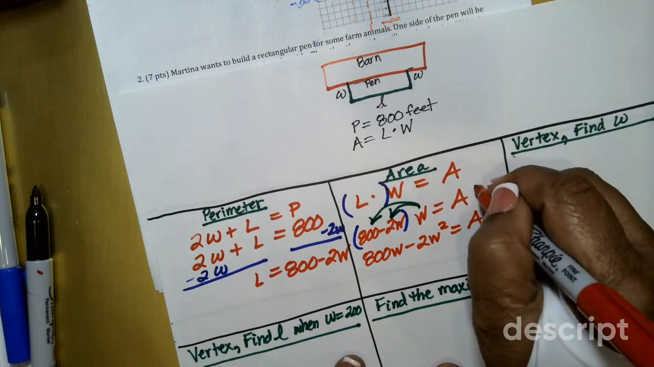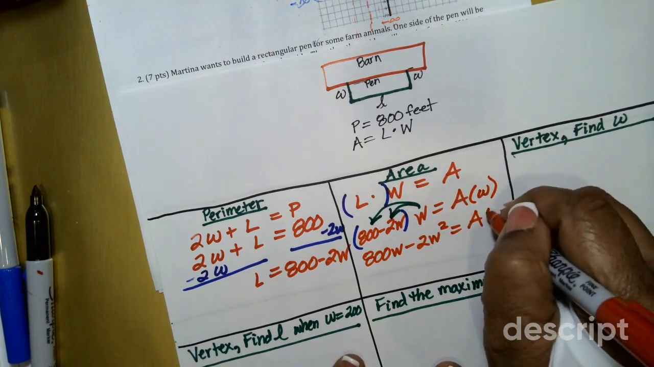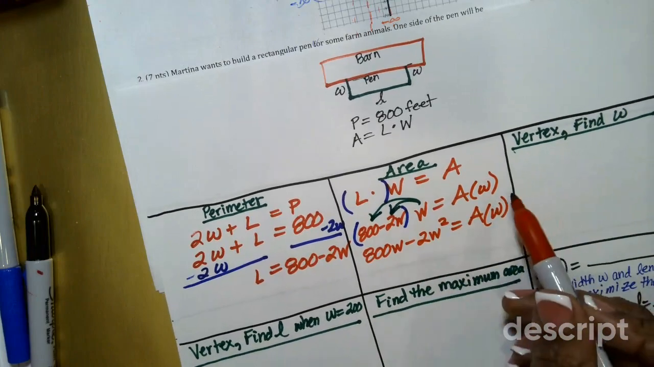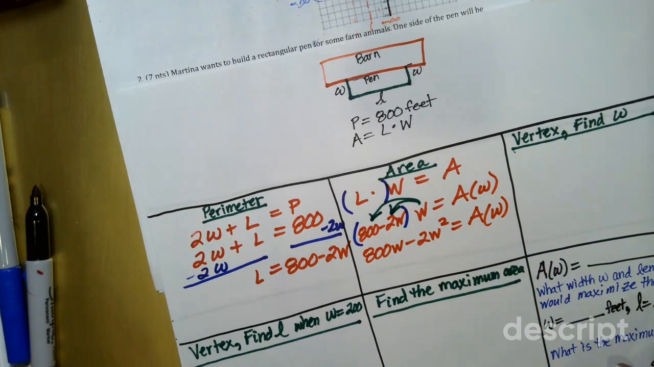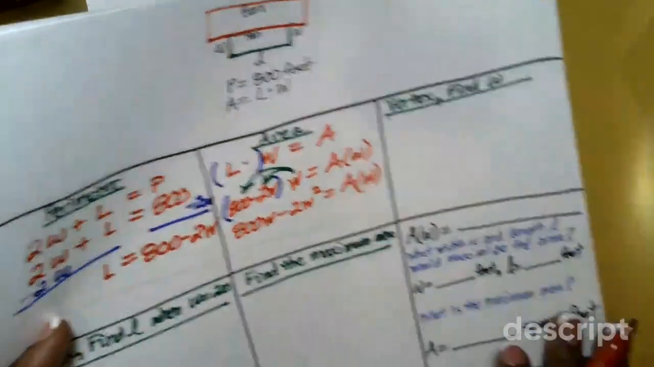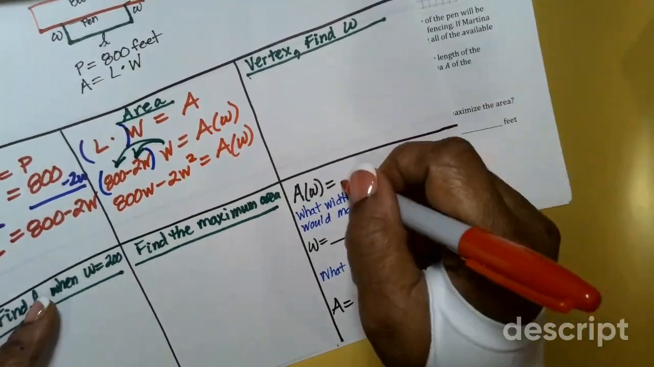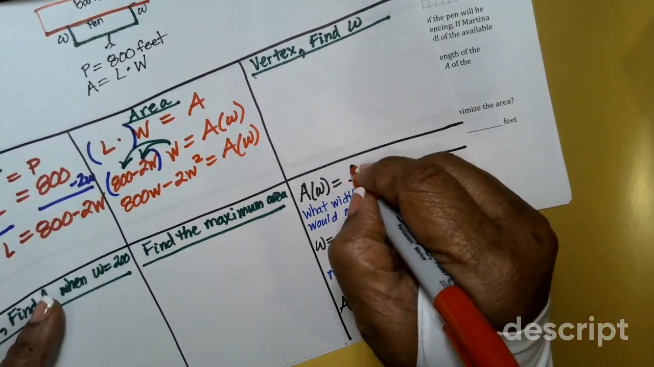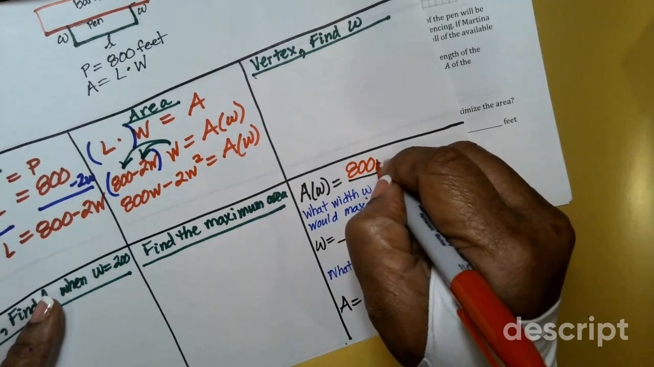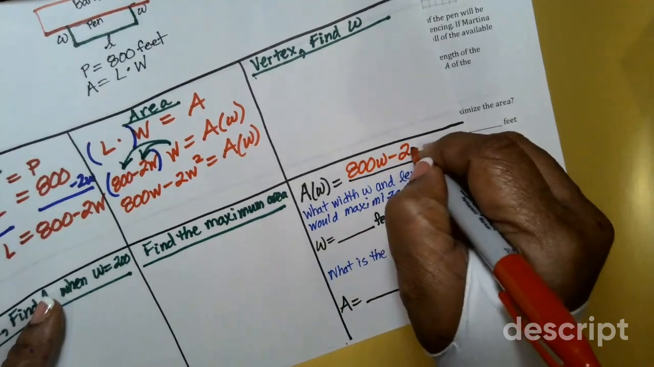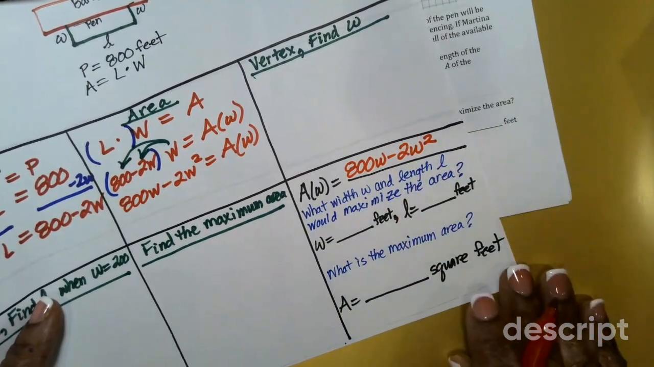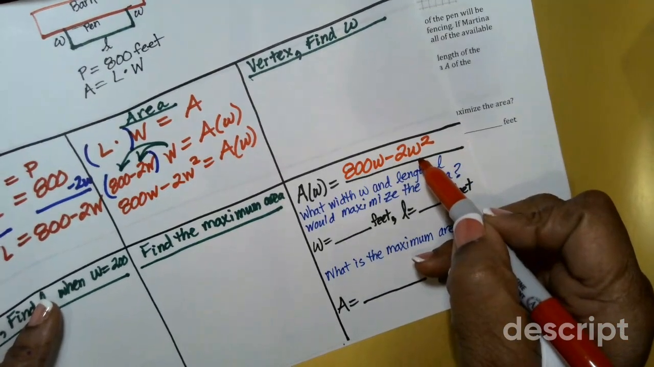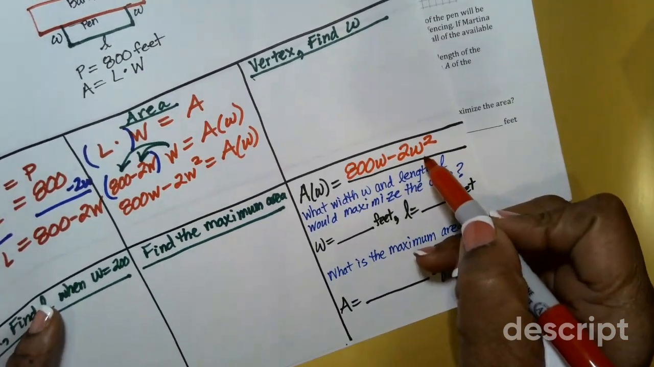And at this point, our area is written in terms of W. We see no L on the other side of the equation. So this is our A of W. That's one of our answers to our problem. The area written in terms of W equals 800W minus 2W squared. Alternately, you may write negative 2W squared plus 800W if you're going to write this in descending order.